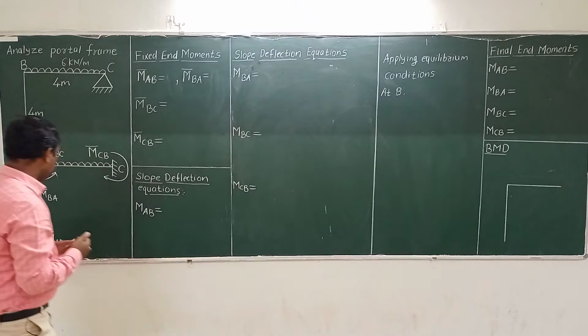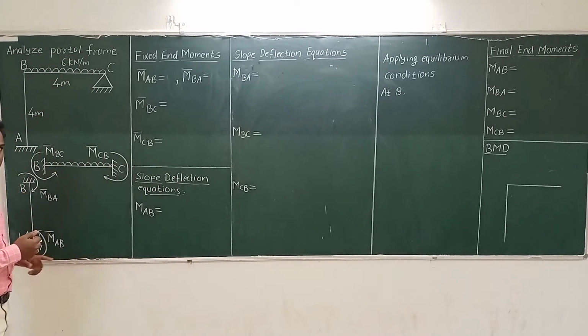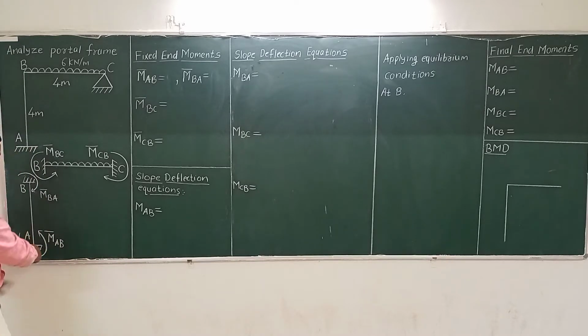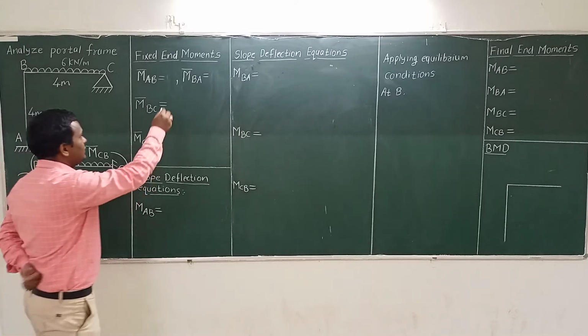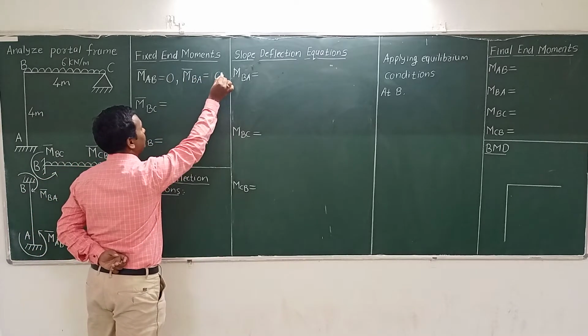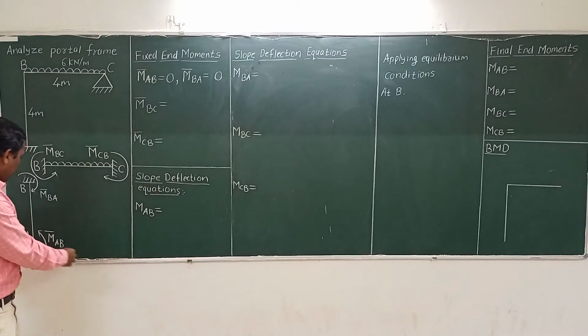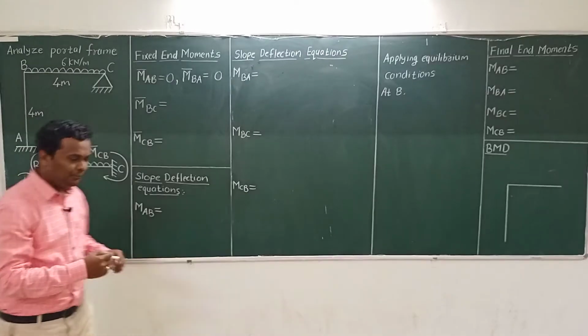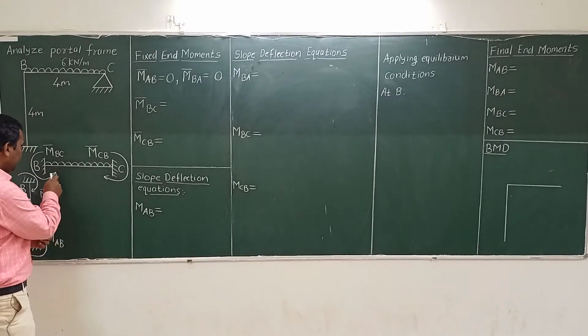Here in this case, as this column AB is not subjected to any load, whatever end moments are induced here, we can say this is the fixed end moment, that is M bar AB and M bar BA. So M bar AB and M bar BA both become 0 as there is no load acting on AB. Now let us go for the next span or next segment, that is BC.